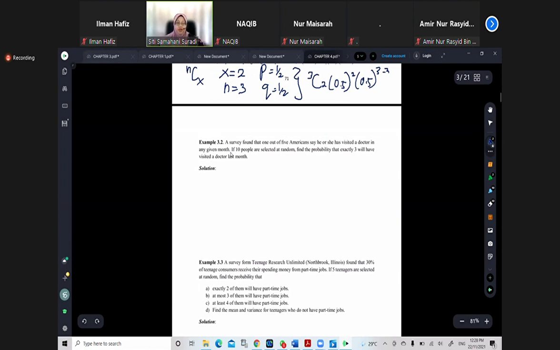A survey found that 1 out of 5 Americans say he or she has visited a doctor in any given month. Okay, can you extract information for me? If 10 people are selected at random, find the probability that exactly 3 will have visited a doctor last month. Now, what is X? What is N? What is P? What is Q? In this example, what is X? What is possible?